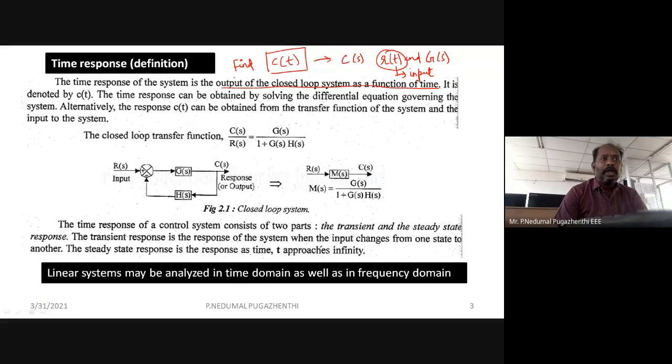If you have a differential equation representation, then you can directly find the solution for the differential equation. Or you can convert the differential equation into a transfer function, work in the frequency domain, and then get back to the time domain so that you get your C of t. If you have a transfer function like G of s, you call this a system transfer function. This is your system. And H of s, what is H of s?